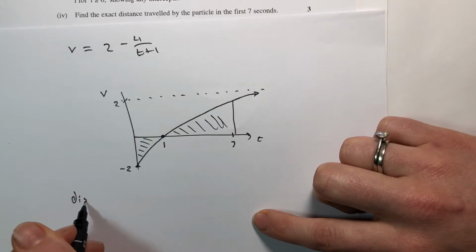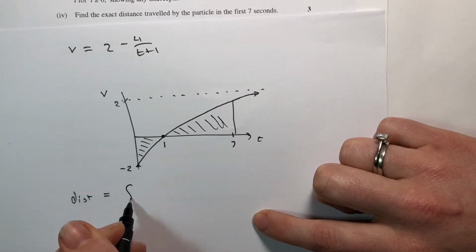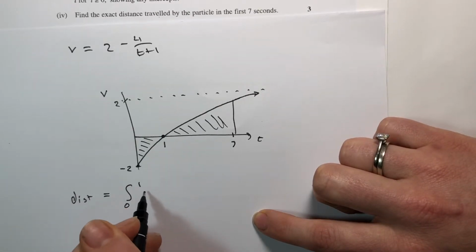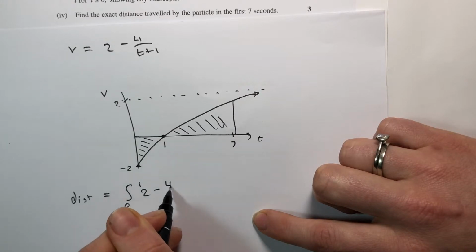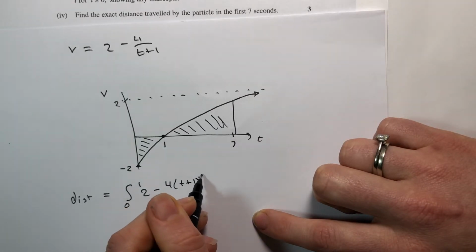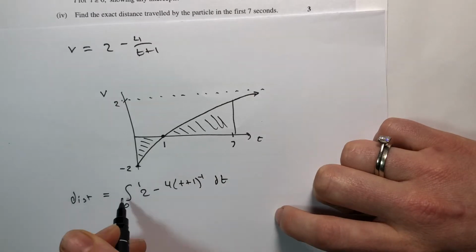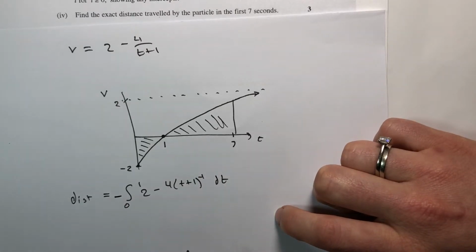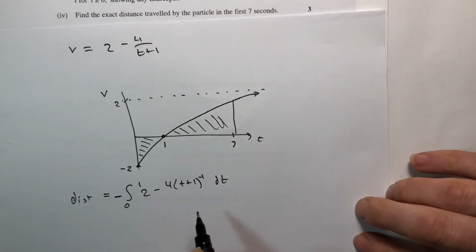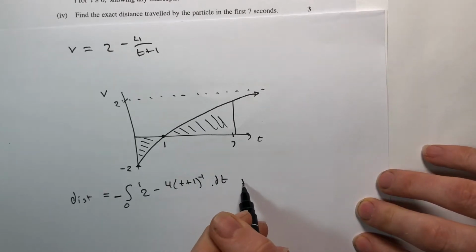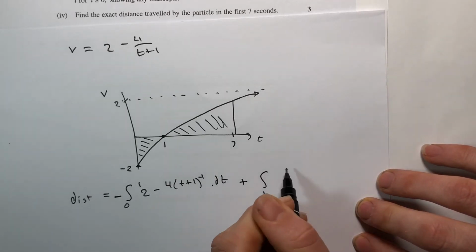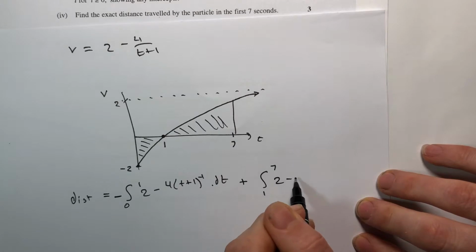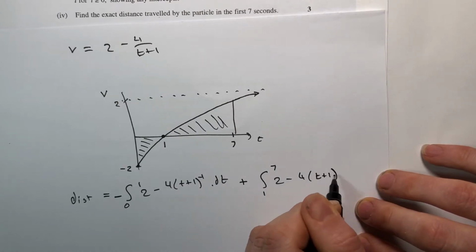So the distance will be equal to the integral from 0 to 1 of 2 minus 4(t plus 1) to the minus 1. And I need to negate that one because it's underneath. I could put a negative out the front, or I could put an absolute value around it. I want to add that to the integral from 1 to 7 of 2 minus 4(t plus 1) to the minus 1.